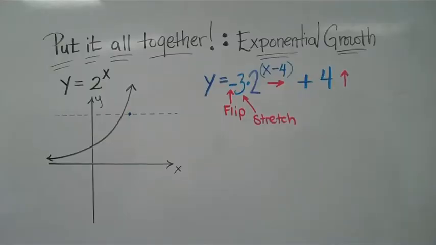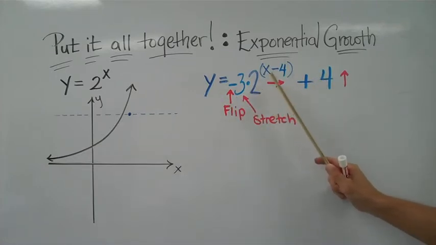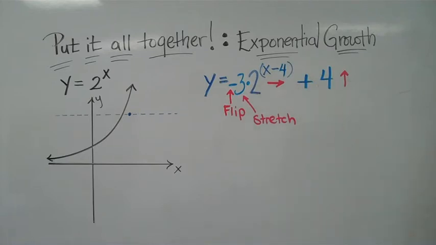Here's the key question. Can you put it all together? Here I have y equals 2 to the x. It's an exponential growth function. And I want to know what y equals negative 3 times 2 to the x minus 4 plus 4 looks like. Well, this negative says I've got to flip it over the x-axis. This 3 says I'm going to stretch it away from the x-axis along the y-axis. X minus 4 here moves me 4 to the right, and plus 4 moves me 4 up.